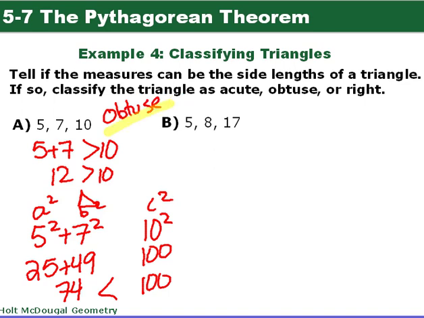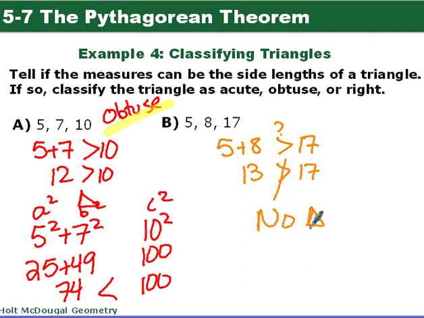And now look at b. Again, let's first of all determine, do we have a triangle? So take the two shortest sides, 5 plus 8. Is that greater than 17? Is 13 greater than 17? No, so we don't have a triangle. No triangle formed with those. And you're done. Yay!